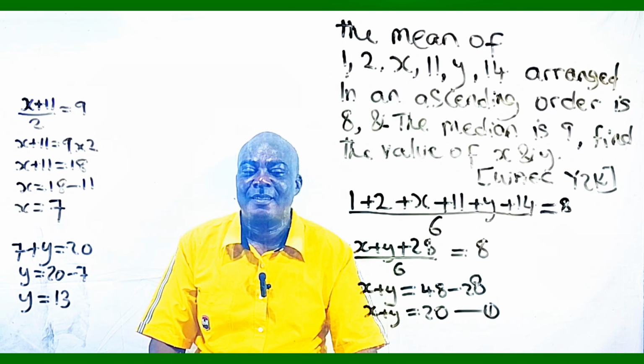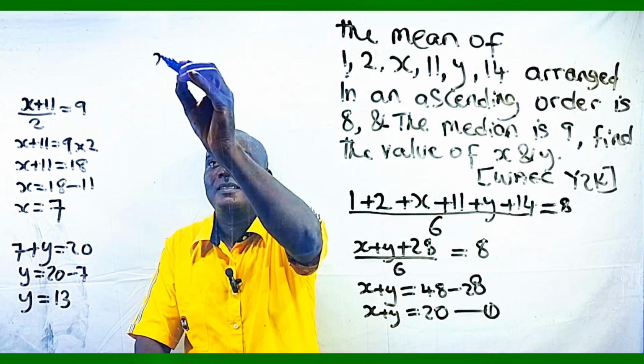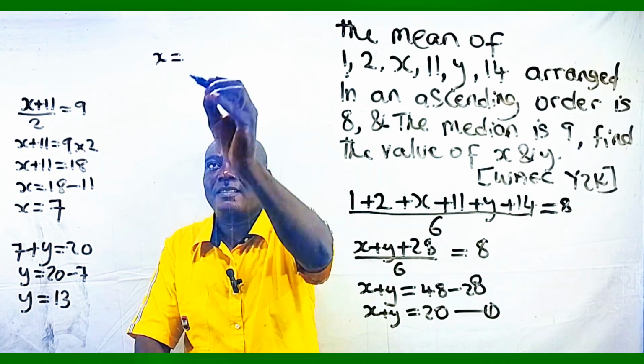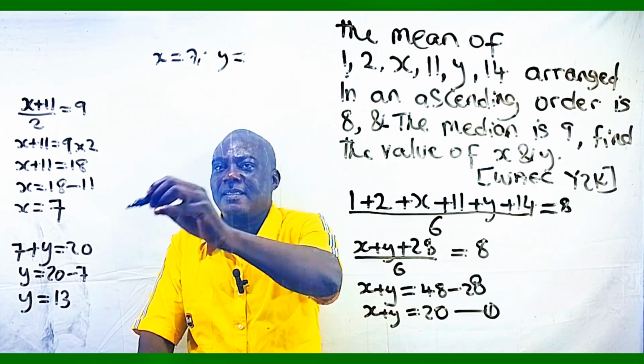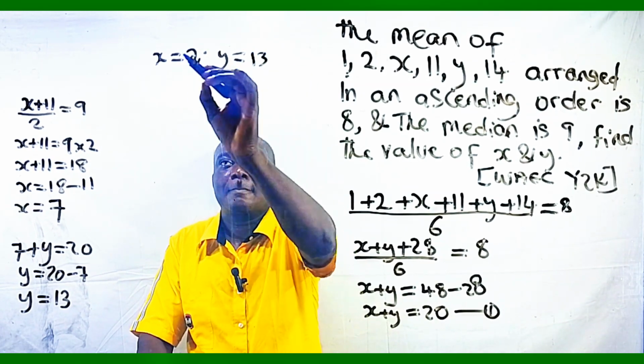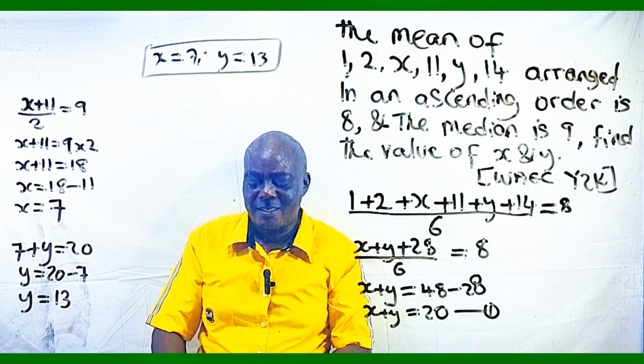So we're happy. In summary, the value of x is 7 and y is 13. And that is the final answer.